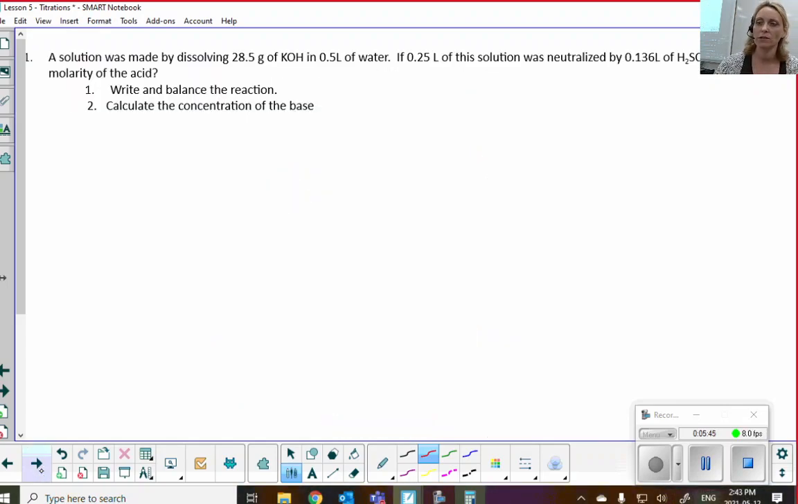Okay, here's another possible question. A solution is made by dissolving 28.5 grams of potassium hydroxide in 0.5 liters of water. There's a lot of numbers here, so if you know me, I like to highlight or circle the words in my equation to help make out what they are. I've got 28.5 grams dissolved in half a liter of water, and I'm going to use 2.5 liters of this solution. Potassium hydroxide is a base. It's being neutralized by 0.136 liters of sulfuric acid, H2SO4.